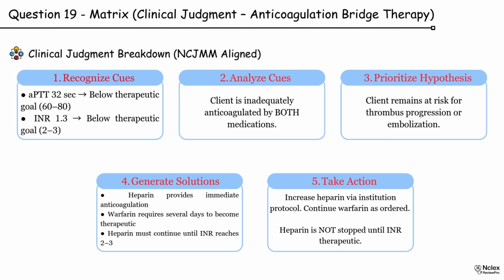With a right atrial thrombus and valvular disease, that is a high embolic risk. Third, prioritize the hypothesis. The client remains at risk for clot progression or embolization. Fourth, generate solutions. Heparin provides immediate anticoagulation. Warfarin takes several days to become therapeutic because it works by reducing vitamin K-dependent clotting factors. During bridge therapy, heparin must continue until the INR reaches the therapeutic range.